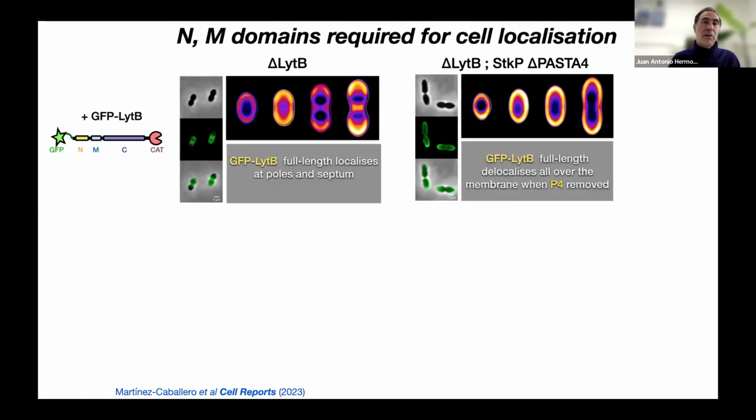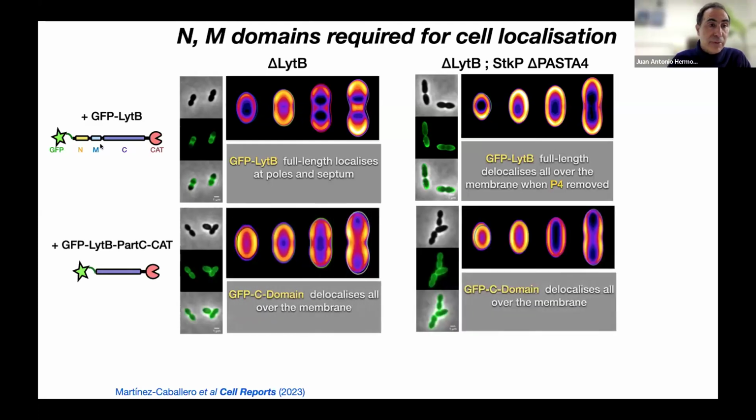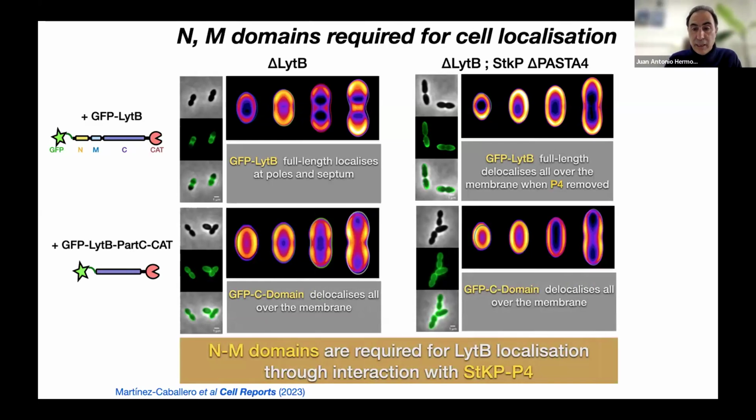So what could be the role of the NM domains? We have discovered that the NM domains are required for cell localization. If we make this GFP construction, adding the full-length protein in a LytB knockout strain, you can see how LytB localizes at the poles and at the septum. If we remove the PASTA 4 of the serine threonine kinase, we observe a delocalization of the protein. And if we remove the NM domain, we also see a strong delocalization of LytB. So the conclusion is that the NM domains are required for LytB localization through interaction with STKP PASTA 4.